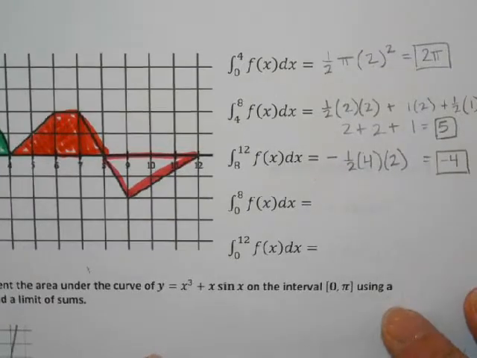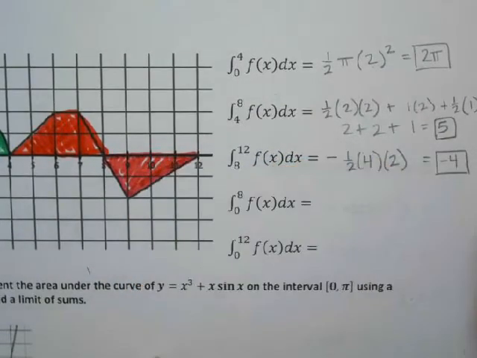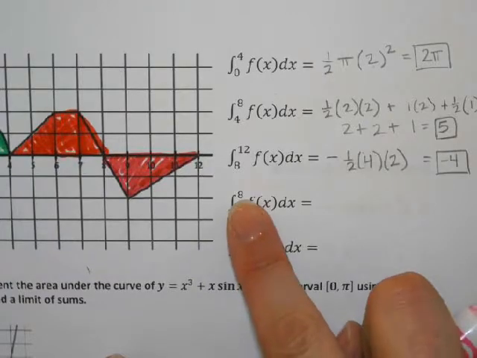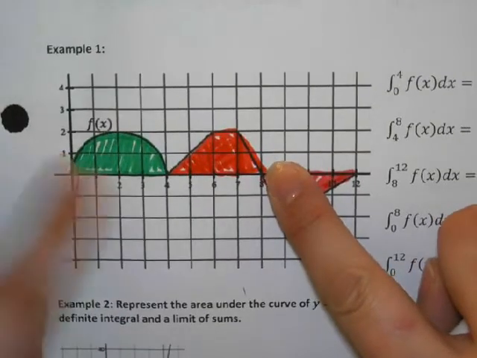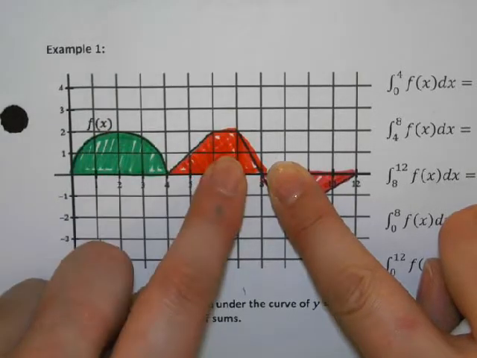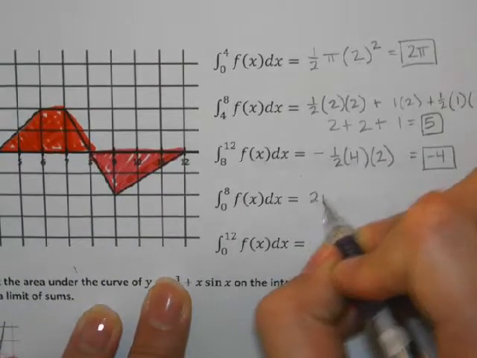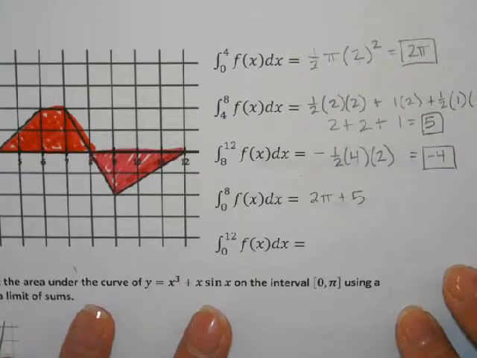Okay, so we have all 3 of those areas, right? We did them separately. Now they're saying they want the area from 0 to 8. So if they want the area from 0 to 8, then they want this green part and this red part. So just add them up. We have 2 pi plus 5, and that's it, because those are not like terms, so you can't add them any better than that.